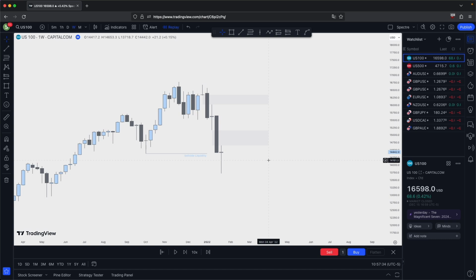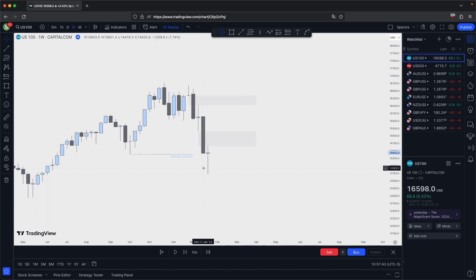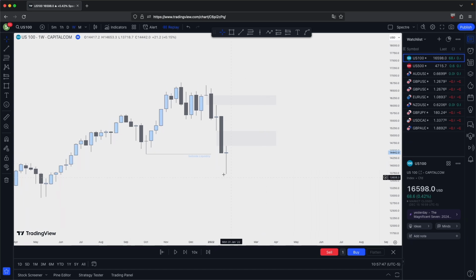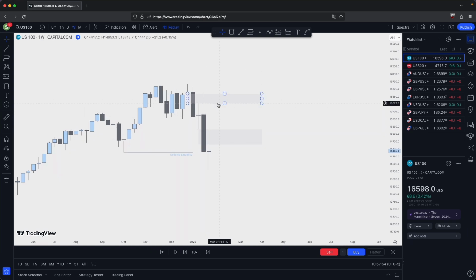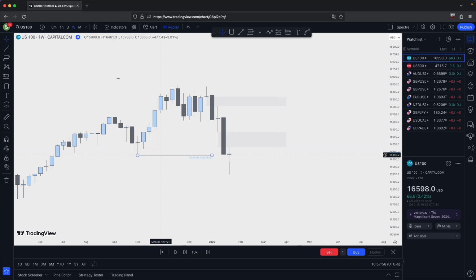If you don't know why price comes back to rebalance an old inefficiency, I recommend you guys watch our daily bias video. But in short, price has 2 functions. 1 that is to seek liquidity and 2 rebalance old inefficiencies. So now that it's seeked liquidity, price will now come back to rebalance an old inefficiency. And that is in the form of these 2 imbalances. So let's play price out.